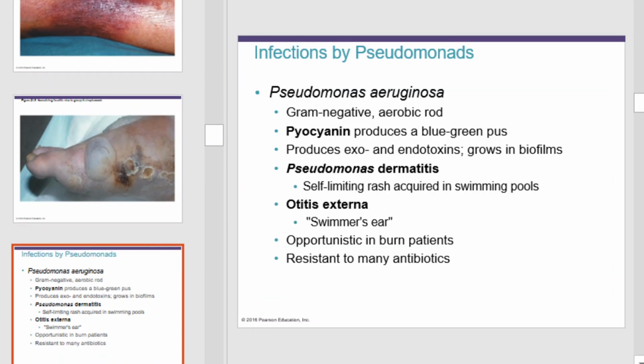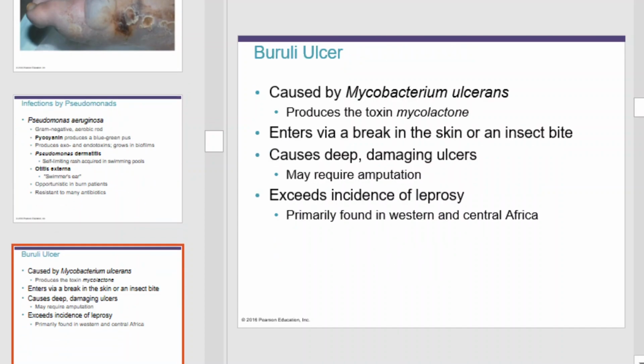Pseudomonas aeruginosa. Pseudomonas are gram-negative aerobic rods. Pyocyanin produces a blue-green pus. Pseudomonas produce exotoxins and endotoxins and can grow in biofilms. Pseudomonas dermatitis is a self-limiting rash acquired in swimming pools. Pseudomonas are also responsible for swimmer's ear, otitis externa. Pseudomonas are opportunistic in burn patients and anywhere else they can find in the body. Many Pseudomonas are also resistant to antibiotics.